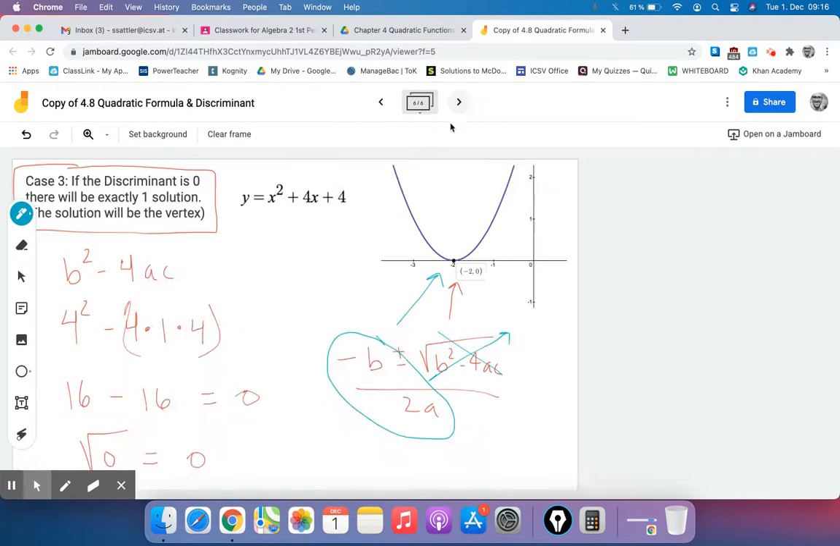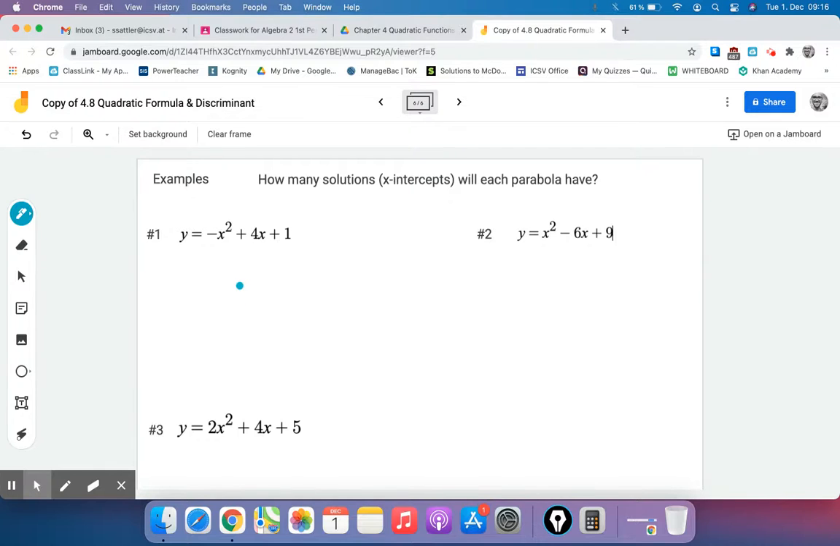Okay, so then on the last slide, I just have a couple examples. How many solutions will each one have? And so in a question like this, all you have to do is check the discriminant, b squared minus 4ac, and tell me which case it is and how many x-intercepts.